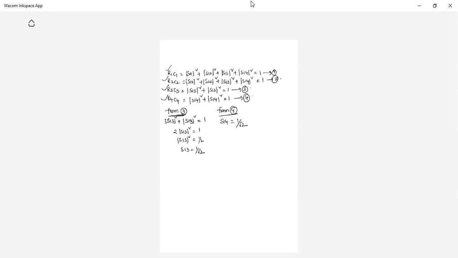Next step, by comparing equation number 1 and equation number 2. If I compare these two, what gets cancelled? S14 square, S14 square and S13 square, S13 square get cancelled. S12 square, S12 square also get cancelled. What is left over? When you compare, S11 square is equal to S22 square. This can be written as S11 is equal to S22. This is another condition we are going to get.